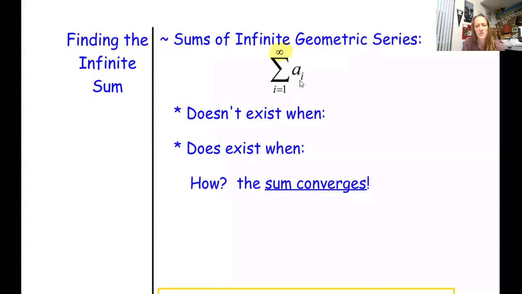But the big question is, what if we're adding smaller and smaller numbers, or smaller and smaller negative numbers? Is there something special that can happen?